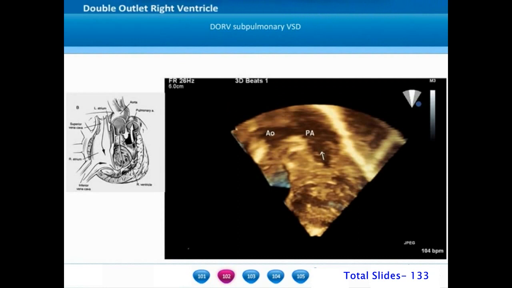This is an example of a double outlet right ventricle with a large subpulmonary VSD. Contrary to the previous example, we can see that below the aortic valve, the ventricular septum is intact. The coronal septum has fused with the posterior division of the septal band, and the ventricular septal defect is located below the pulmonary annulus.